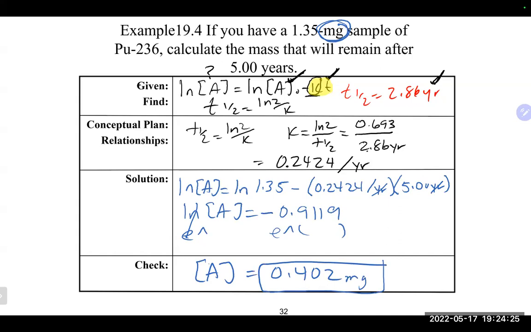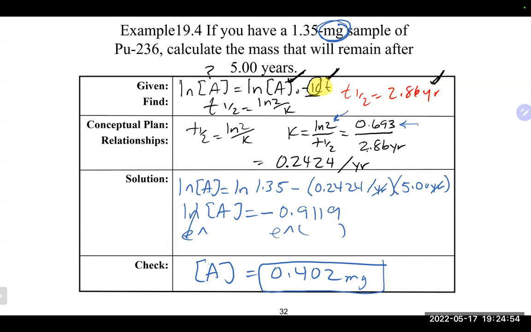How did I get 0.693? That should be the natural log of 2. When you hit natural log of 2 on your calculator, it's 0.693. Sometimes books will just write 0.693, or sometimes they'll write natural log of 2, but that's basically how you get to it. Other questions?